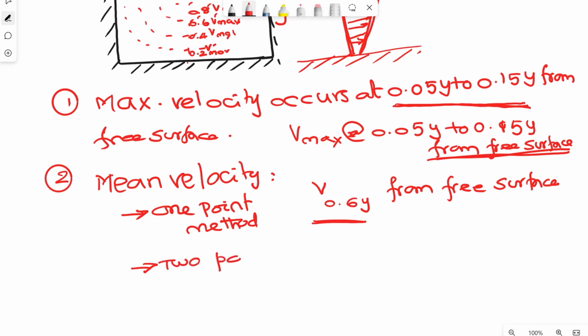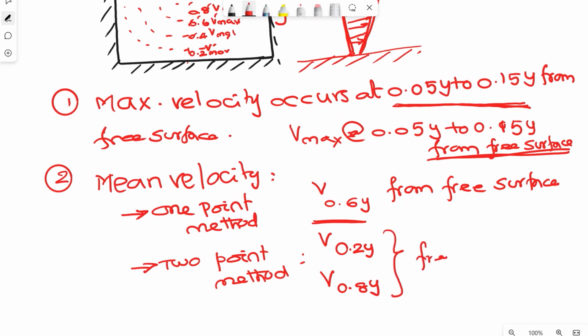So in order to get accuracy, the two-point method has been introduced. What is this two-point method? You measure velocity at 0.2y from the free surface and at 0.8y from the free surface. These two are measured from the free surface. Y is measured always from the top, right? So you are taking the velocity at two sections. Previously, in the one-point method, only the velocity at 0.6y was taken, and you claimed that as the mean velocity.